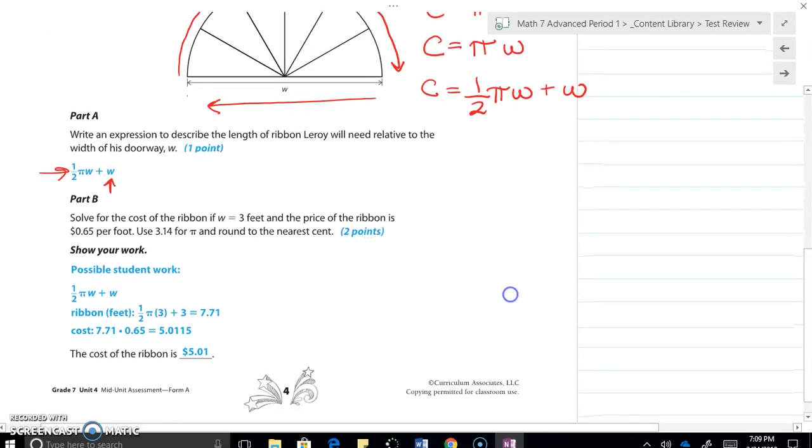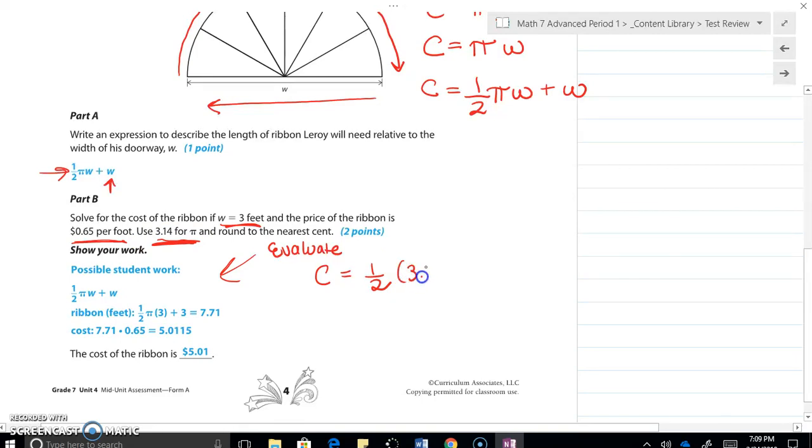Now, part B states to solve the cost of the ribbon if W equals 3 feet. And the price of the ribbon is 0.65 cents per foot. So we're going to evaluate. They already did the work for you here, but I'll go ahead and show you the work step by step. And also be mindful, they said to use 3.14 for pi. So don't go and just press the pi button on the calculator. Our width is 3. All right. And we're going to also add that to 3. This is going to give us the circumference.